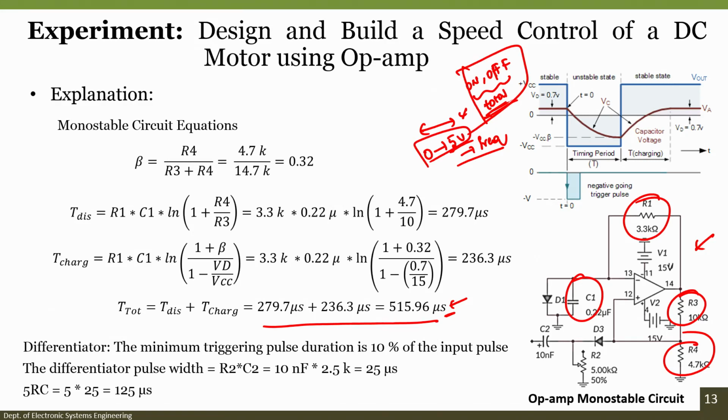And also the discharging time of the capacitor, which is decided by R1 and C1, should be smaller than the discharging time of the pulse, right. So, with this understanding we have considered R1 as 3.3 kilo ohms, C1 as 0.22 microfarad, and beta, instead of going with 0.5, for our requirement we have gone with 0.3.